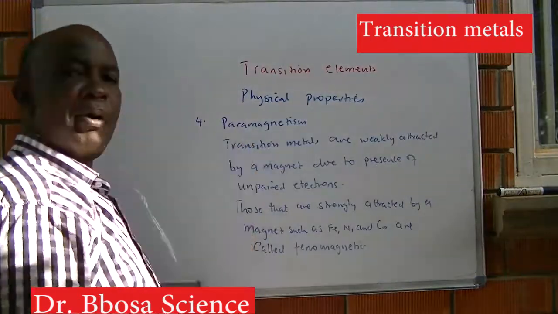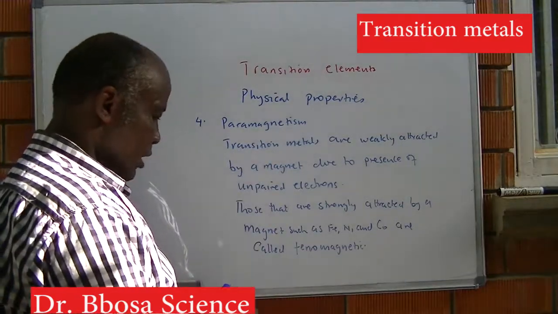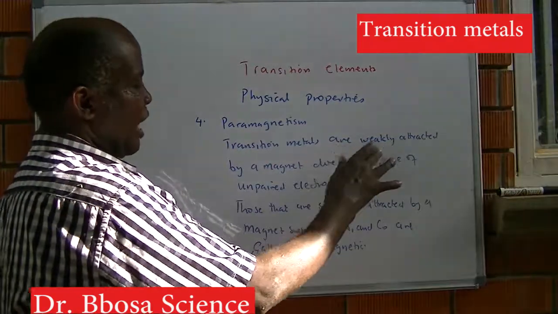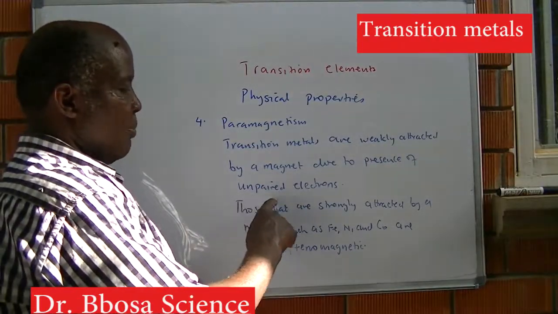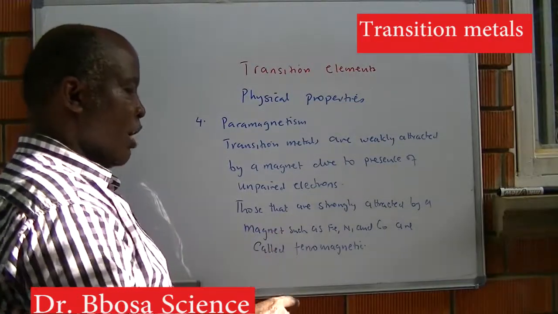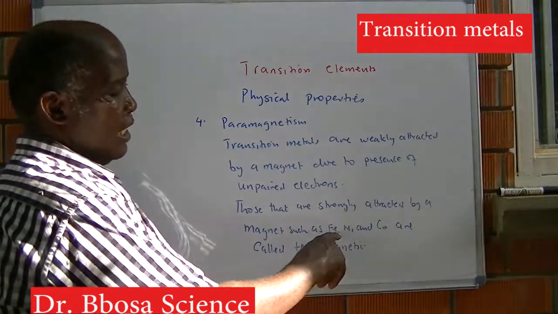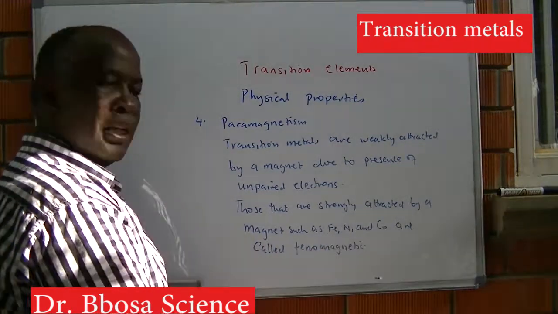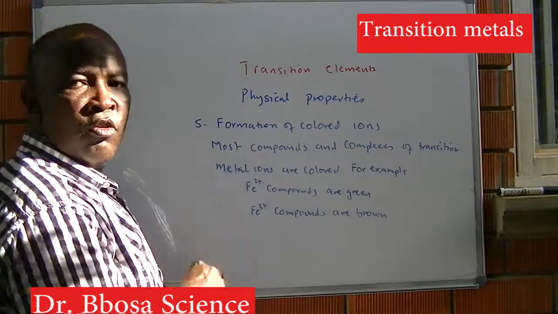4. Paramagnetism. Transition metals are weakly attracted by a magnet due to presence of unpaired electrons. Those that are strongly attracted by a magnet, such as iron, nickel, and cobalt, are said to be ferromagnetic.